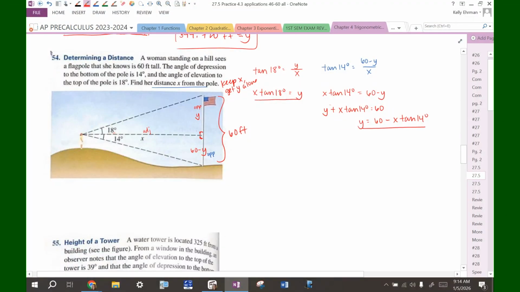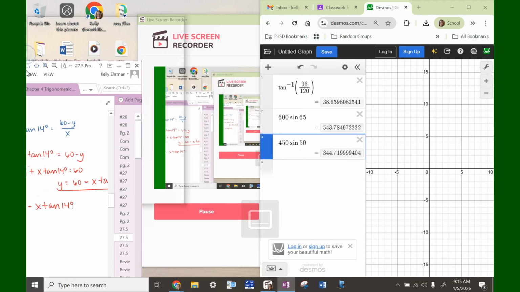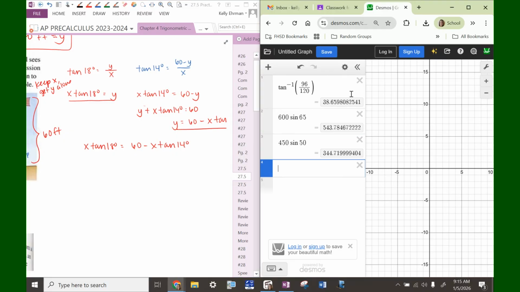Okay, so I have these two equations that are equal to y. That means we can set them equal to each other. X times the tangent of 18 degrees has to equal 60 minus x times the tangent of 14 degrees. Again, I could do some algebra, but let's just see if we can solve by graphing. Let's look at what these two are equal to.